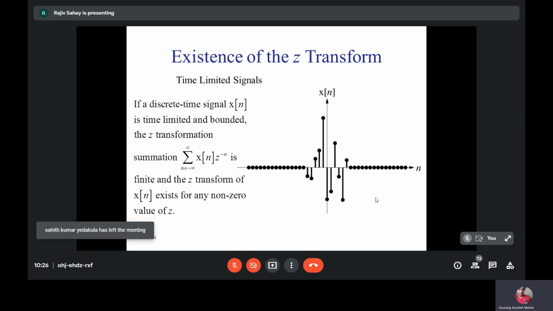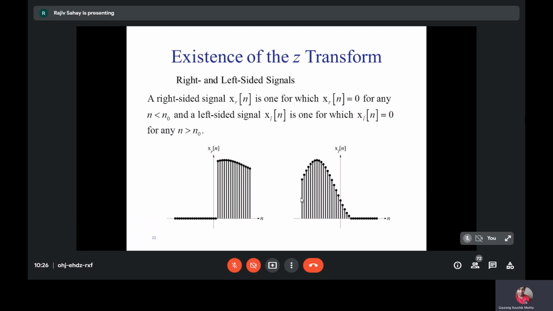For these kinds of signals, the Z transform will always exist, and the summation will always be finite. But there can be peculiar cases where this will not happen. So we will analyze different types of signals. One is a right hand signal and the other is a left hand signal.